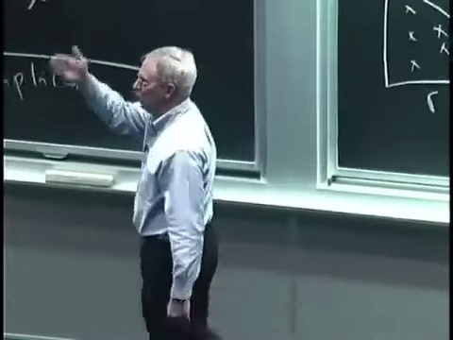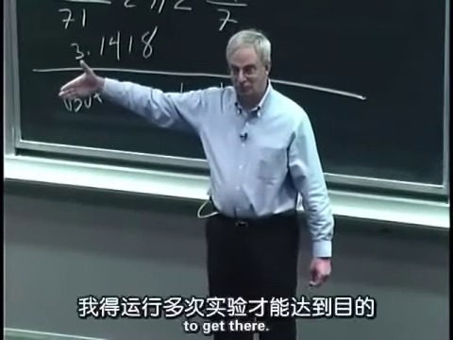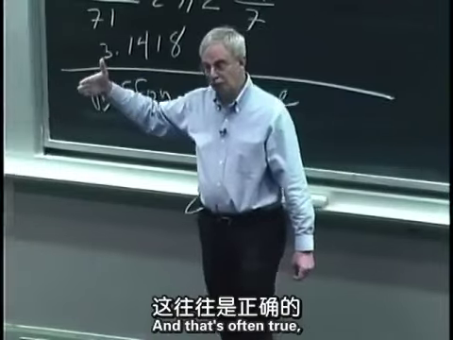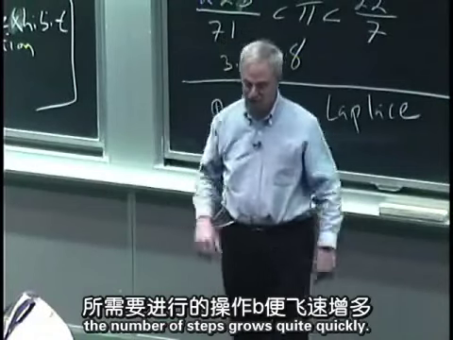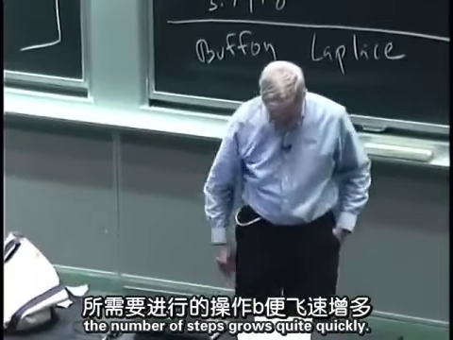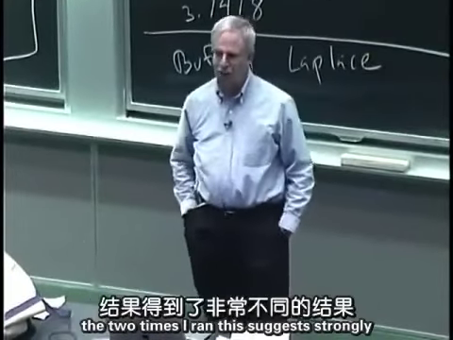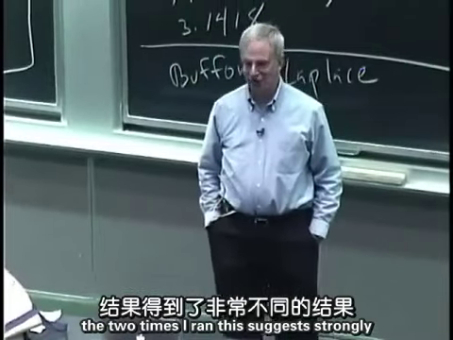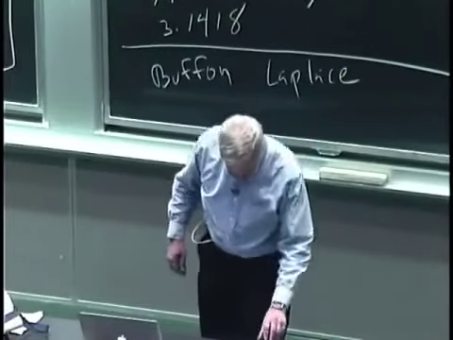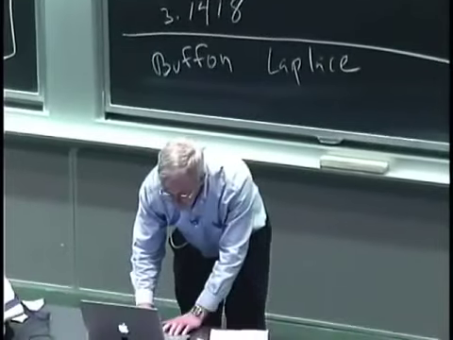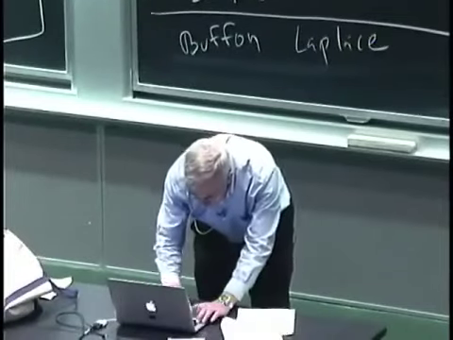And what this tells me is, as I want ever more digits of precision, I have to run a lot more trials to get there. And that's often true, that simulations can get you in the neighborhood quickly, but the more precision you want, the number of steps grows quite quickly. Now, the fact that I got such different answers the 2 times I ran this suggests strongly that I shouldn't believe either answer, right? So we need to do something else. So let's try something else.